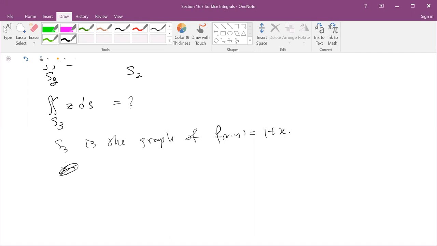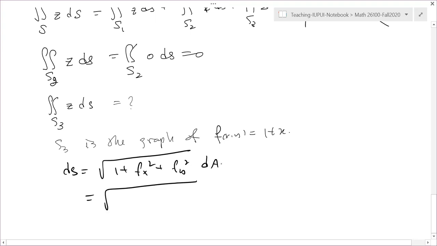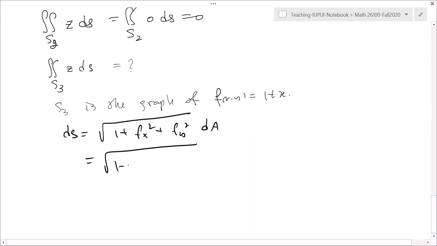So for the function, you don't need to repeat the whole procedure. You know what dS is and the formula. It's the square root of 1 plus fx squared plus fy squared, partial derivatives, squares. So then you do the calculation quickly. Here dS is going to be the square root of 1 plus fx squared plus fy squared dA. What is fx? f is 1 plus x, so fx is 1 squared, and fy is 0 squared. So it's square root 2 dA.